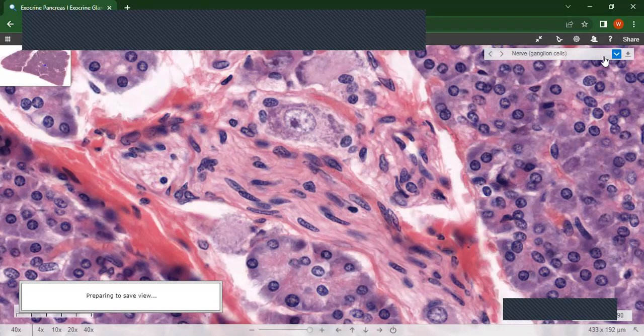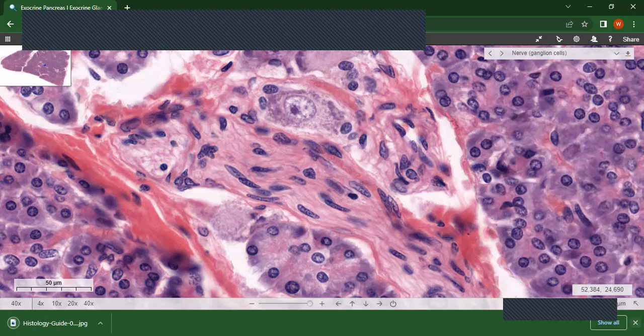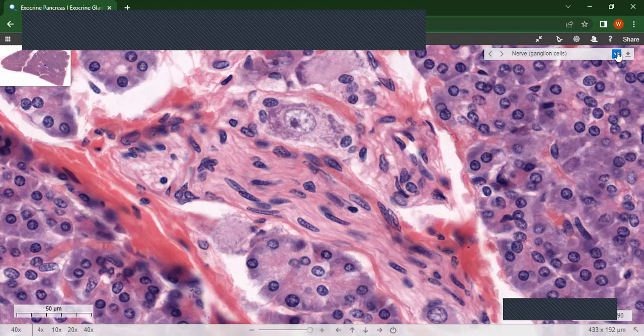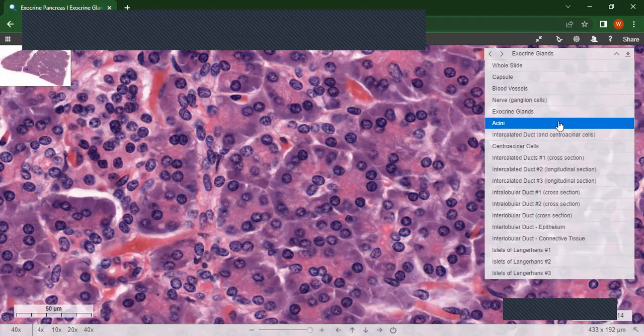So if we look at the pancreas, it has both exocrine and endocrine portions. Let's look at the exocrine portion first. The exocrine portion is here, as you can see. This is mainly serous acini, and the cell types here are the acinar cells. You can also see some cells which are centrally located to the acinar cell. They are known as the centroacinar cells.